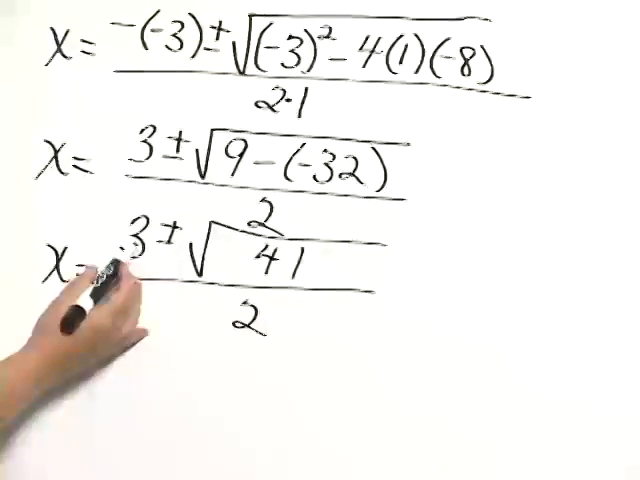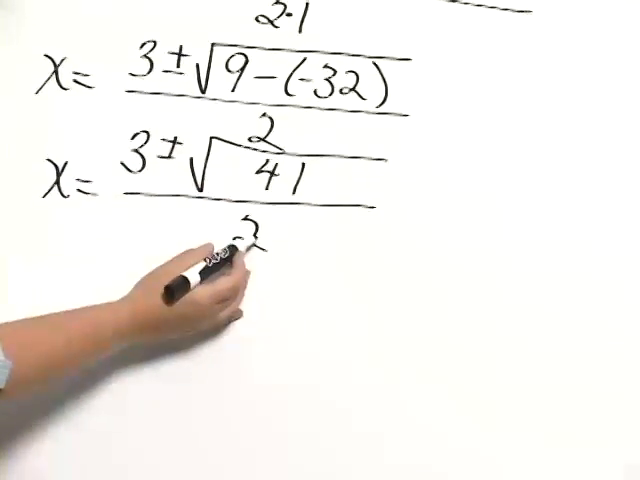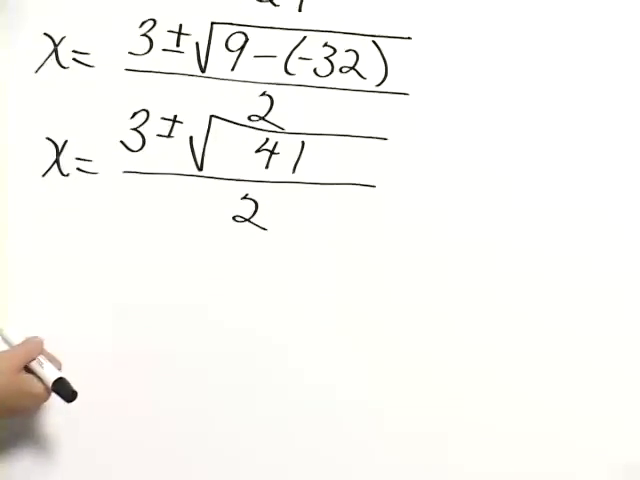We actually have two answers. We have 3 plus the square root of 41 over 2 and 3 minus the square root of 41 over 2. And we're asked to approximate those solutions to the nearest thousandth.